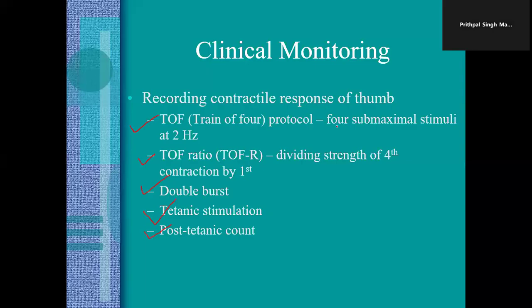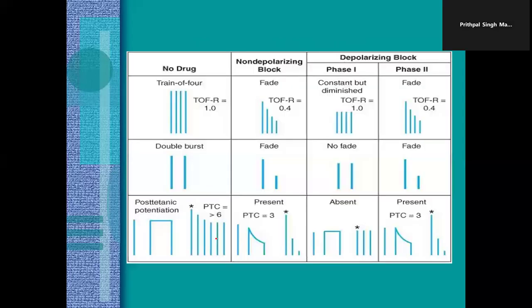So what is this train of four protocol? In the train of four protocol, we give maximal stimuli at 2 hertz to the muscle, and the train of four ratio is where we divide the strength of the fourth contraction by the first one. Double burst is where two contractions are given. Tetanic stimulation we have already been talking about, and then there is the post-tetanic count. So let's talk about how this occurs.